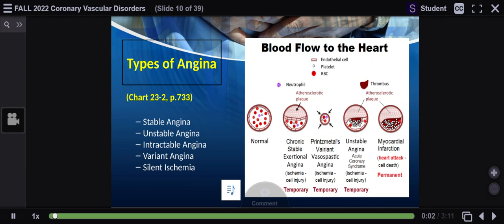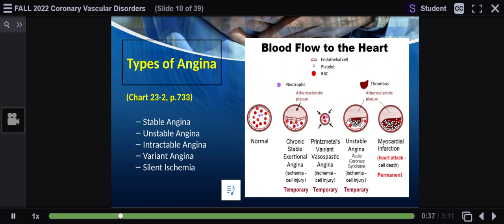Now these are the different types of angina, and you can see the way it shows in the picture. The types of angina are seen in page 757, chart 27-2. It shows the different types. Like I said, let's start with stable angina. It's a chest pain or discomfort that is associated with physical activity. It is typically linked to a fixed plaque formation.